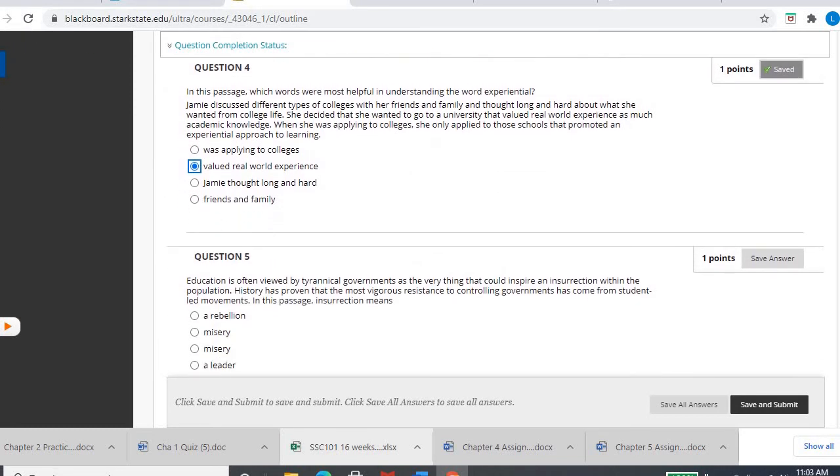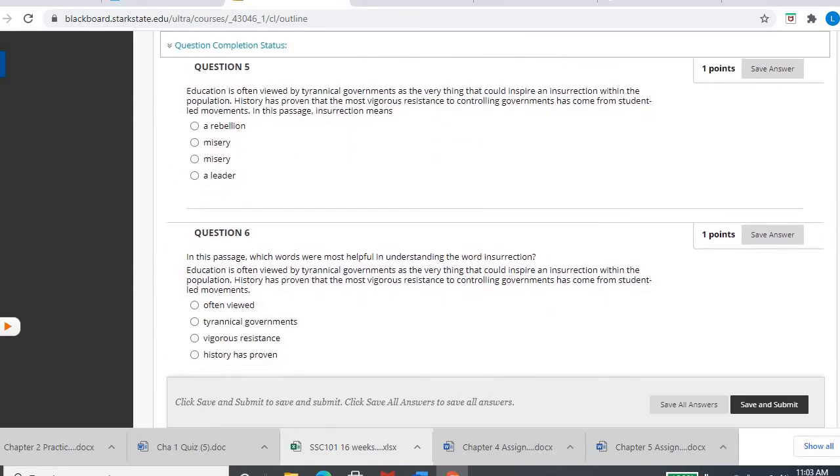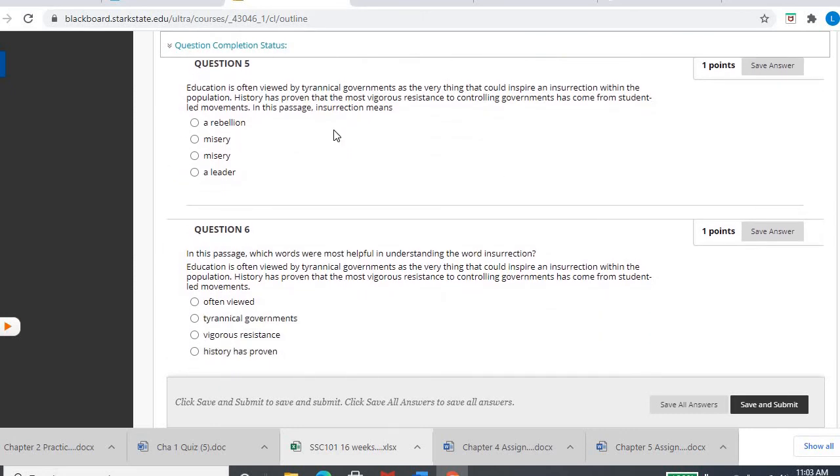Okay, let's look at number 5. Education is often viewed by tyrannical governments as the very thing that could inspire an insurrection within the population. History has proven that the most vigorous resistance to controlling governments has come from student-led movements. In this passage, insurrection means. So here I'm looking at context: tyrannical governments, inspire an insurrection, resistance, student-led.